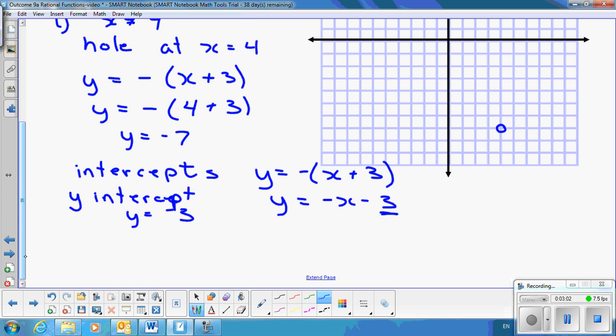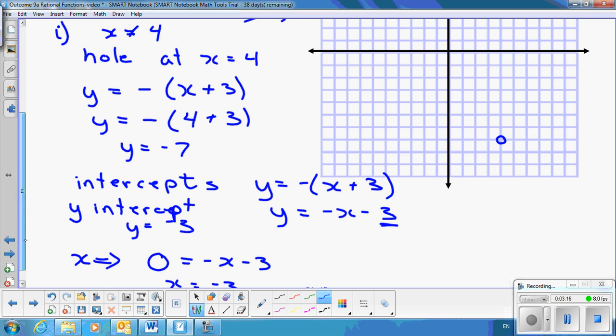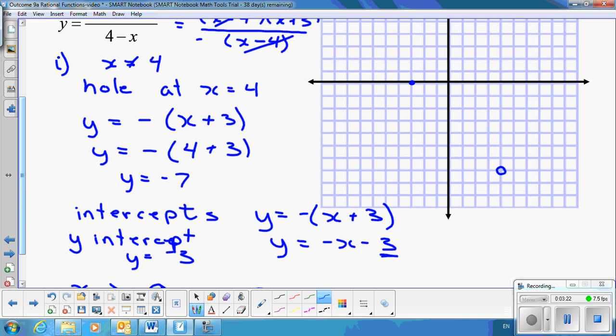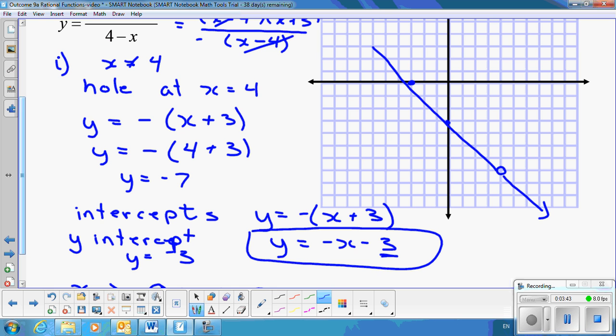To find the x-intercepts, I'm going to substitute in 0 for y, so I have 0 equals negative x minus 3, or x equals negative 3. So looking at my graph, I have x equals negative 3 is my x-intercept. Y equals negative 3 is my y-intercept. This is now a straight line. So the graph of my rational function looks like that straight line, except for it has that open circle. And so using a ruler to connect, I end up with a nice straight line for my graph.